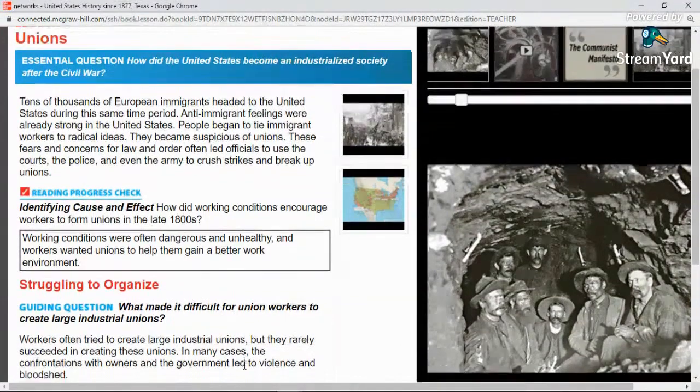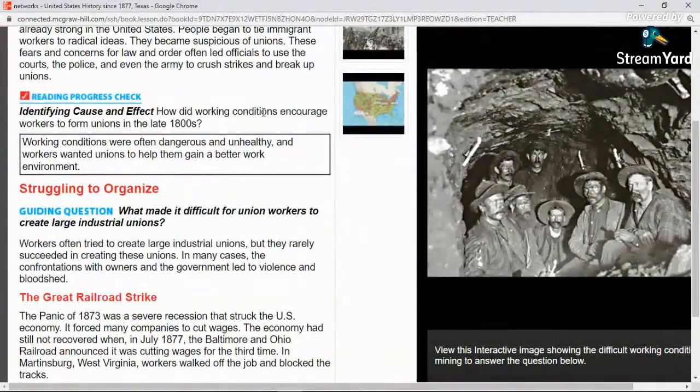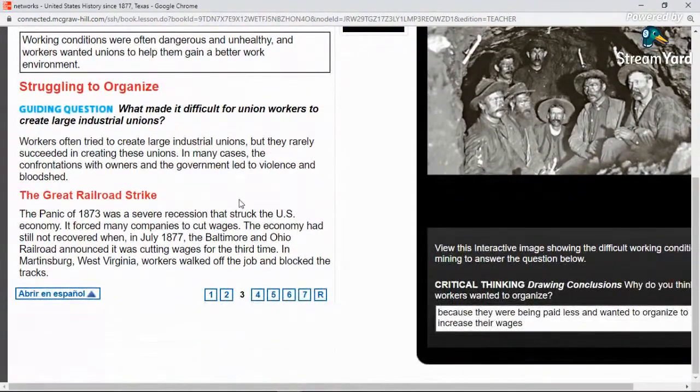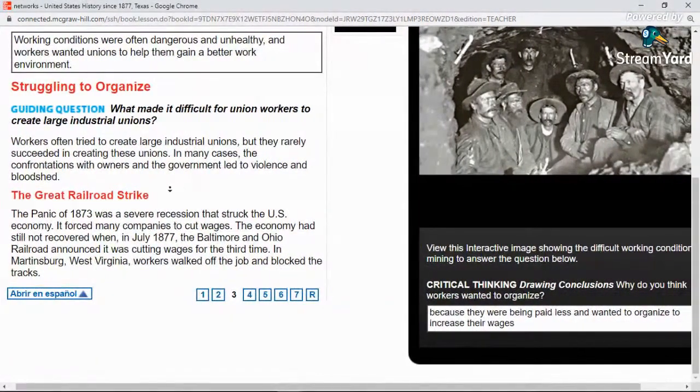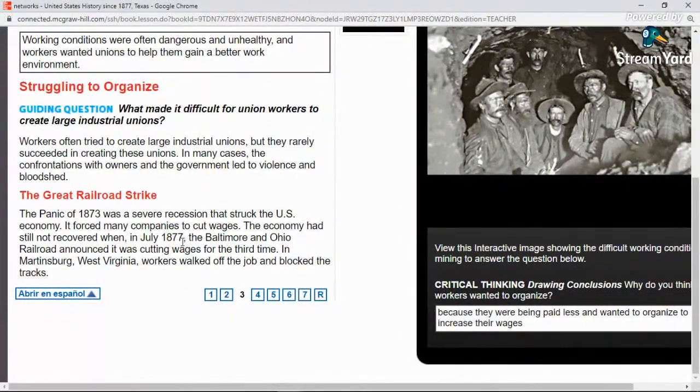And yeah, how were the working conditions? They were dangerous, unhealthy. So this is why workers started these unions. And what made it difficult for these union workers to create large industrial unions? They rarely succeeded because big corporations and government would stand in their way.